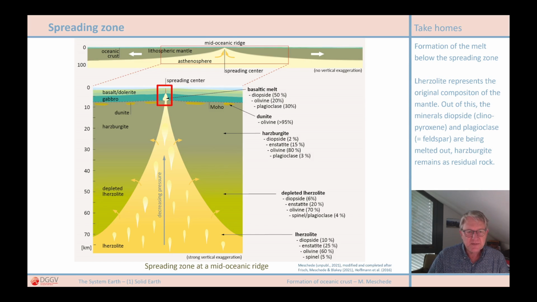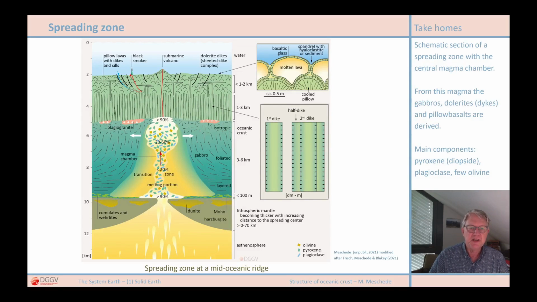Now let's have a look at the magma chamber directly beneath the spreading zone. For this I have a figure with a close-up of this section up here. The basaltic melt rises into a magma chamber in the spreading zone. This melt contains mainly diopside and plagioclase in varying proportions, but comparatively little olivine. And this means that the basaltic melt has a completely different composition than a mantle rock, which is essentially due to the different melting behavior of the individual minerals. Okay, so much for melt formation.